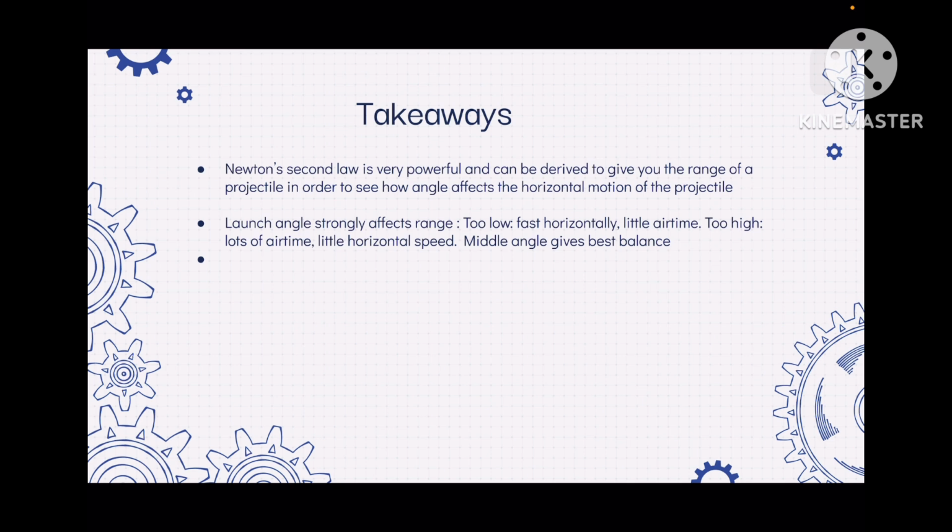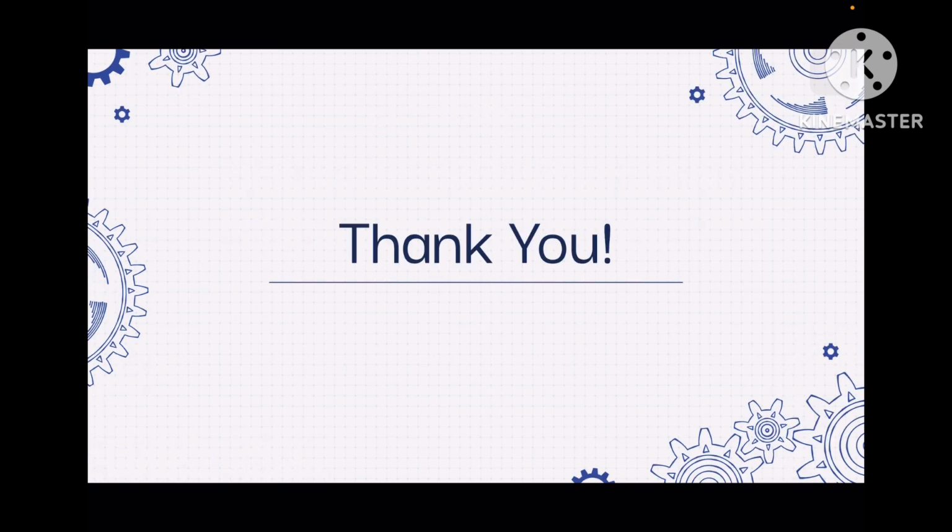If it's too low, it moves fast horizontally but has little airtime, and if it's too high, like the 70 degrees, it's a lot of airtime and little horizontal speed, as you saw with the lowest range. And then the middle angle is the most optimal at 45 degrees, which gives the best balance of both, giving you the highest range. Alright, thank you.